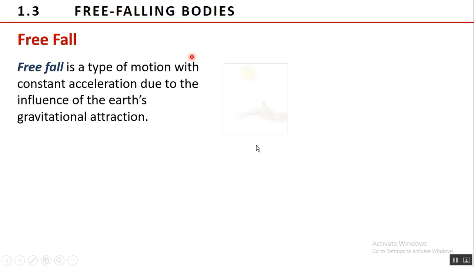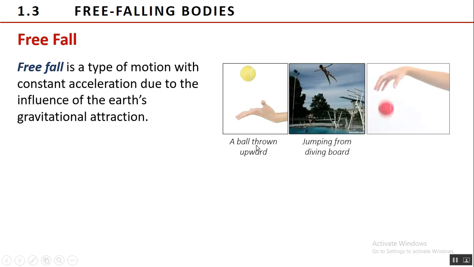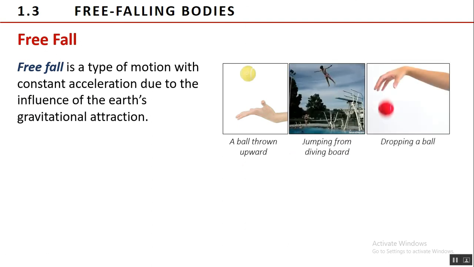When we say free fall, it is a type of motion with constant acceleration due to the influence of the Earth's gravitational attraction. This gravitational attraction, or gravity, is exerted on all bodies and is nearly pointing to the Earth's center. Some examples of free fall are throwing a ball straight up in the air, a diver jumping from a diving board, and a ball dropping freely from your hand.